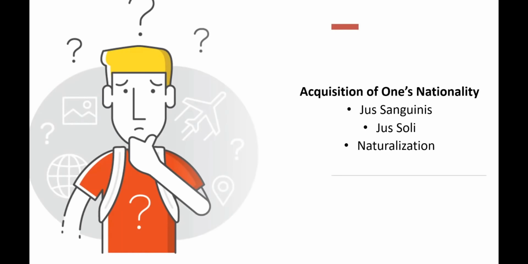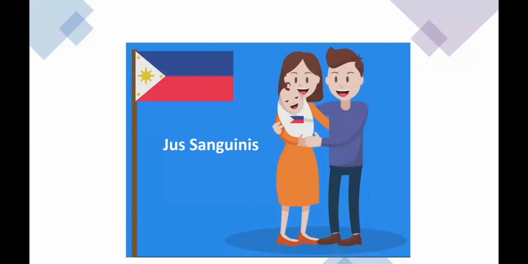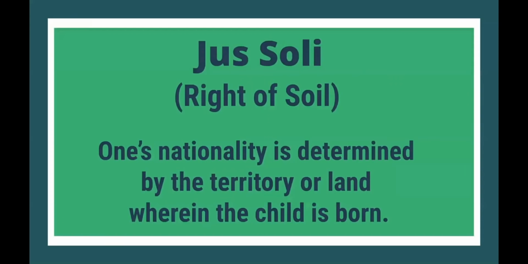So, we have jus sanguinis, jus soli, and naturalization. When we say jus sanguinis, we are talking about the right of blood, in which the nationality of parents is passed on to the children. Jus sanguinis is commonly used in our country, the Philippines. So if both parents are Filipino, then the nationality of his or her child will be Filipino.